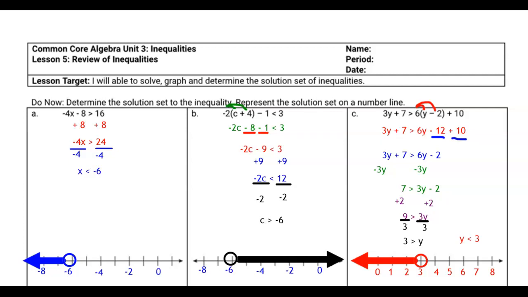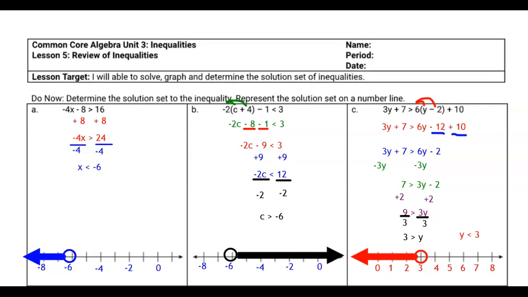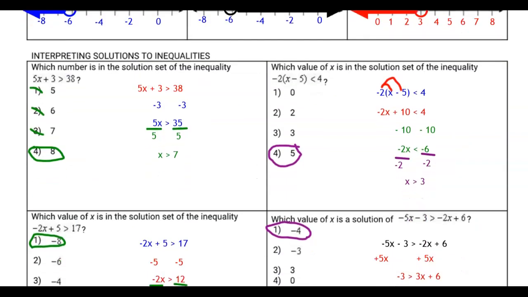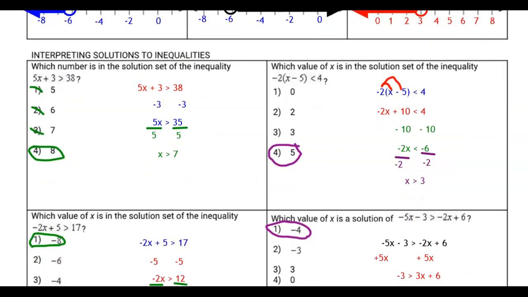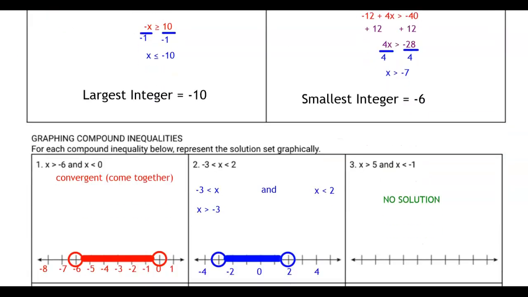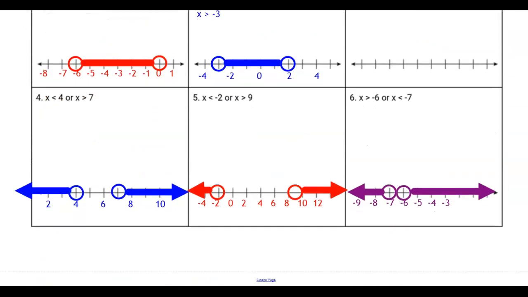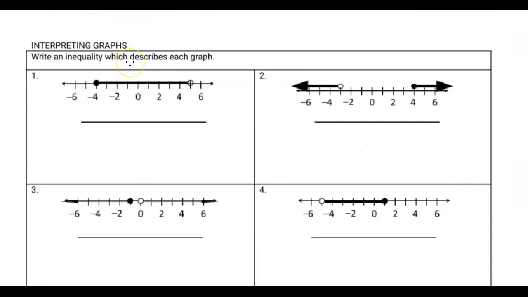Students, this video is the fifth in a multi-part series doing the review of inequalities from Unit 3. We're talking about the inequalities in terms of graphs, in terms of solving compound inequalities, and we've already done the do now together. We've already done the interpreting solutions to inequalities together. We did the solving inequalities, and we did graphing compound inequalities. So now we're moving on to interpreting graphs.